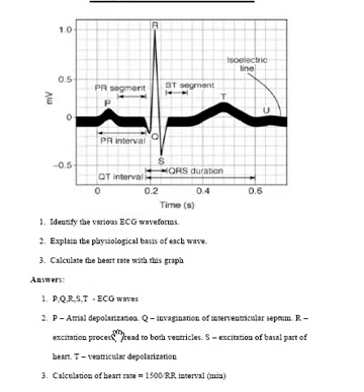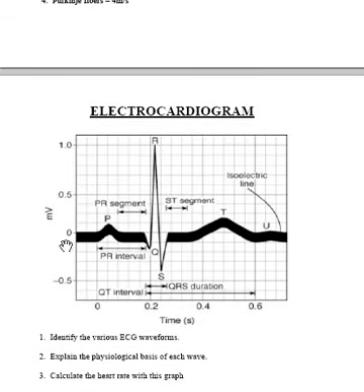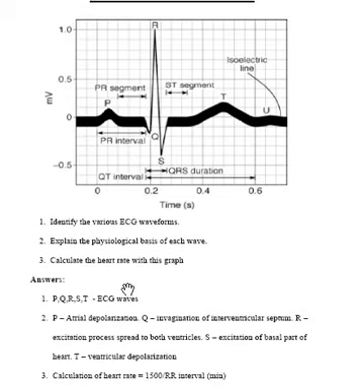It's the ECG. Okay, so here they used to ask questions such as: identify the various ECG waveforms, explain the physiological basis of each wave, and calculate the heart rate from this graph. Now the answers. What are the waves? There is the P wave, Q wave, R, S and T waves. These are the ECG waves present in the graph.